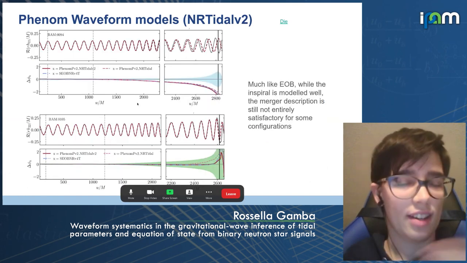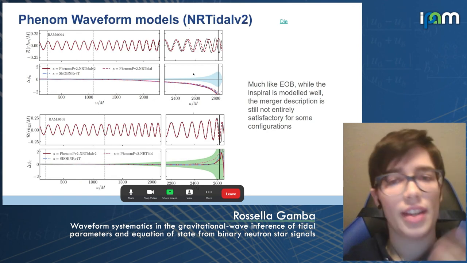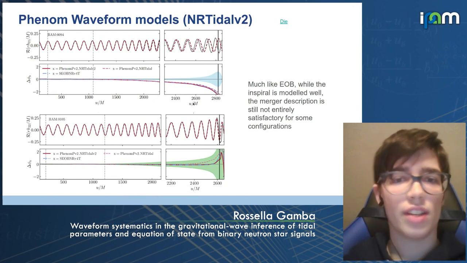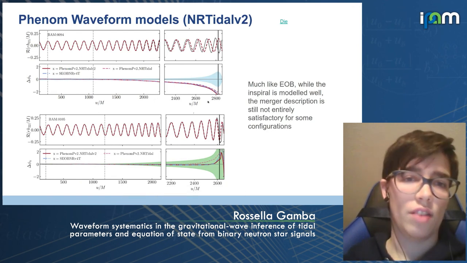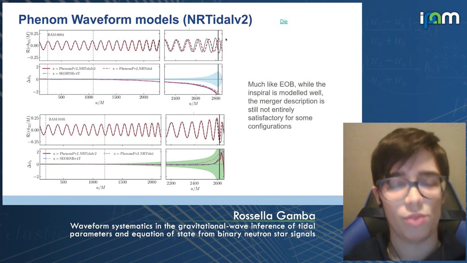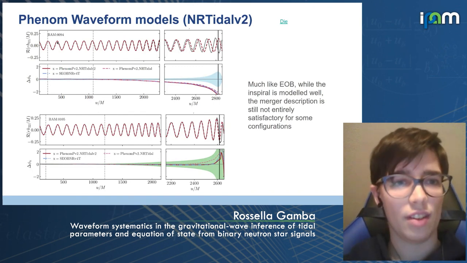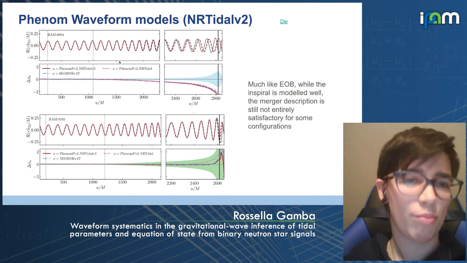And here again are some phasing plots of phenom versus numerical relativity. And again, you see that much like EOB, there are some cases in which the whole waveform is well modeled. There are some cases in which you still have this issue of tides not being attractive enough. But in all cases, the inspiral is pretty well modeled.